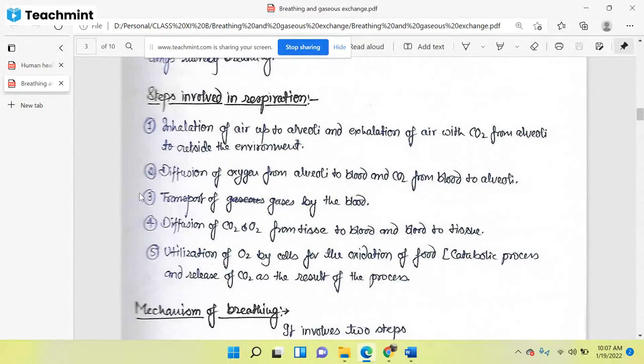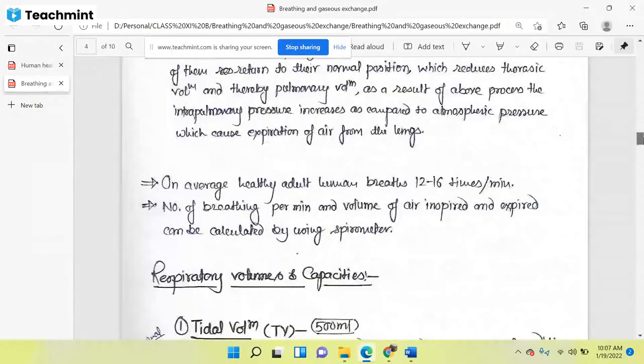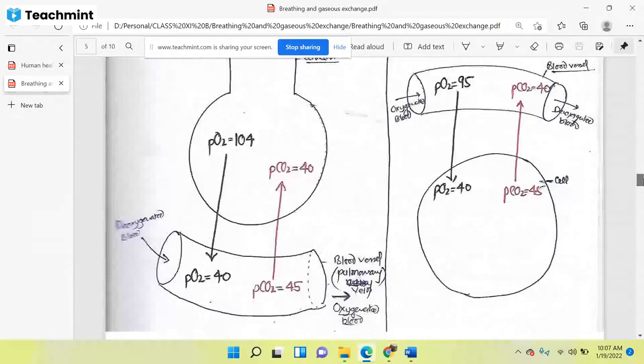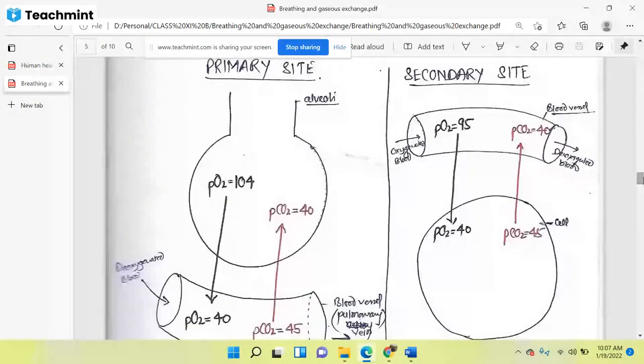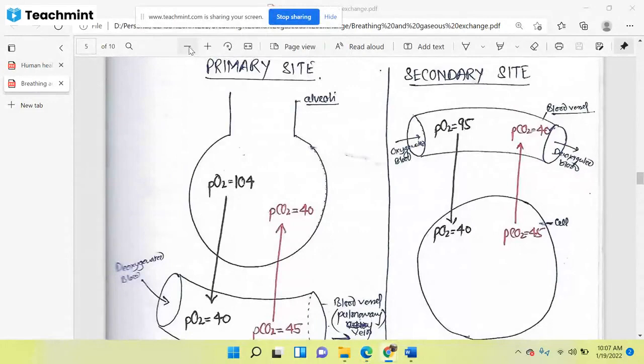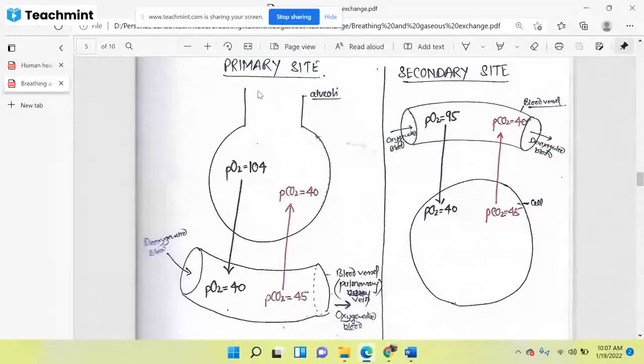So here the second step has been stated, and I'll show you the same process with this figure. You can understand this statement by this figure. Just see how oxygen reaches. This one is the alveoli, this one is the alveoli, and this one is the blood vessel. Air enters this alveoli by inspiration, oxygen reaches here, and this oxygen, by the process of diffusion, enters this blood vessel.